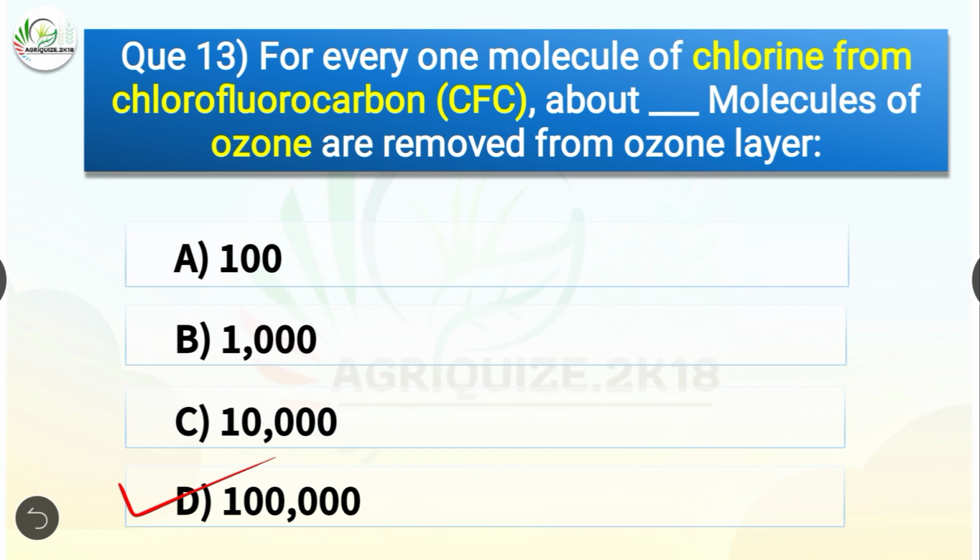So when chlorine and bromine atoms come into contact with ozone in the stratosphere, they destroy ozone molecules. One chlorine atom can destroy over 1 lakh ozone molecules before it is removed from the stratosphere.